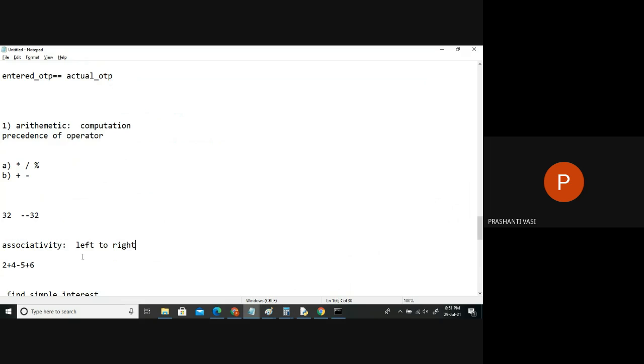So the evaluation rule for arithmetic is always left to right. Which one should I solve first? This is solved automatically first. After that, this answer is added with or subtracted with this answer. Finally, what will we do? The whole answer is added with 6. This is the associativity law.